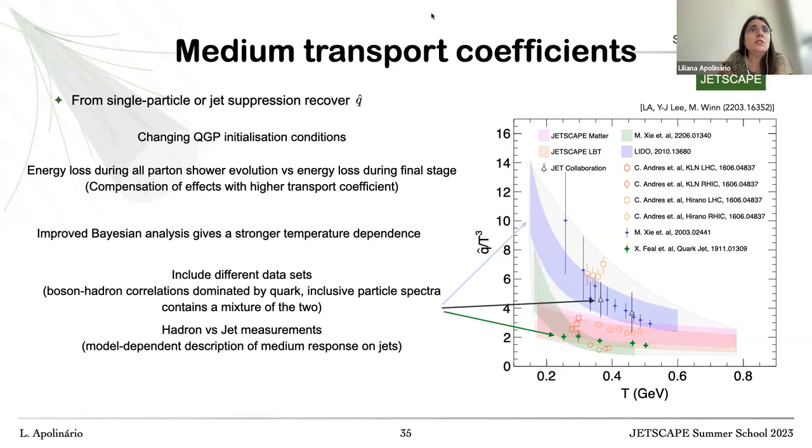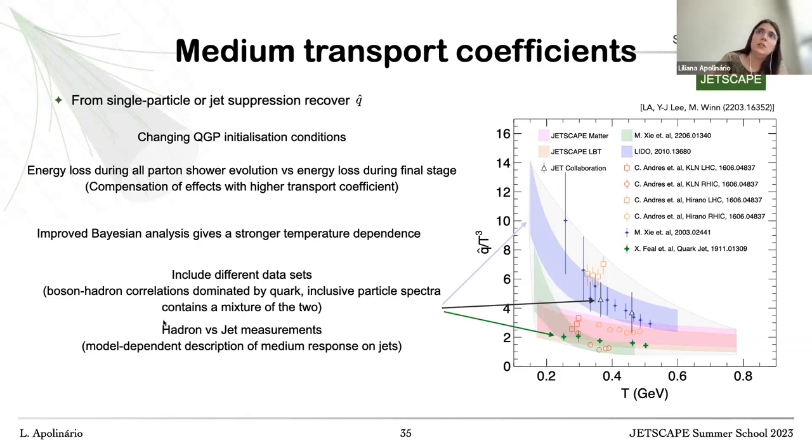Another is, for instance, to include different data sets, because don't forget that every time you pick a data set, you bias your sample. For instance, if you use boson-hadron correlations, they are dominated by quark samples. If you consider inclusive particle spectra, you will have a mixture of the two. There is also the effect of the medium response, which will be higher if you pick jet measurements as opposed to hadrons. So you will also be more sensitive to the parameters of the medium response model that you choose.